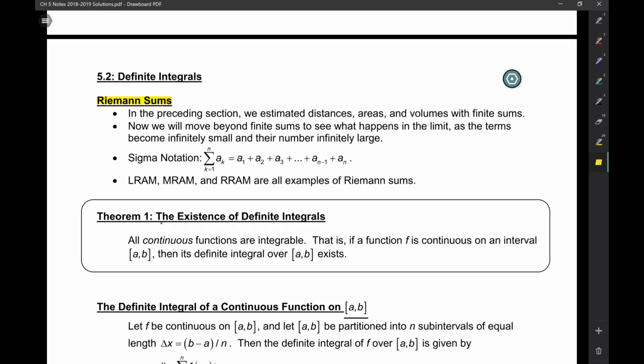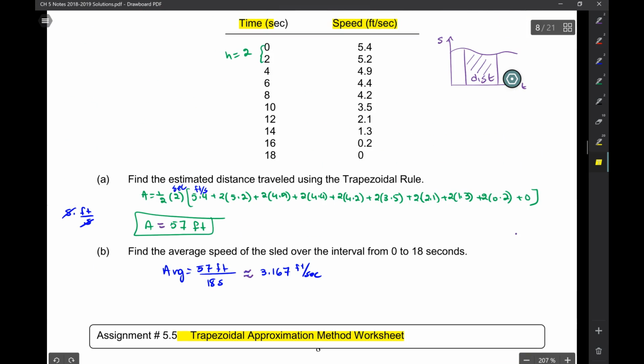What we learned until now is how to estimate the area under a curve, basically, right? And so we were estimating distances, areas, and so on. And what we were doing is we were using finite sums. So what does it mean, finite sums? You know what infinite means. Finite is the opposite of that.